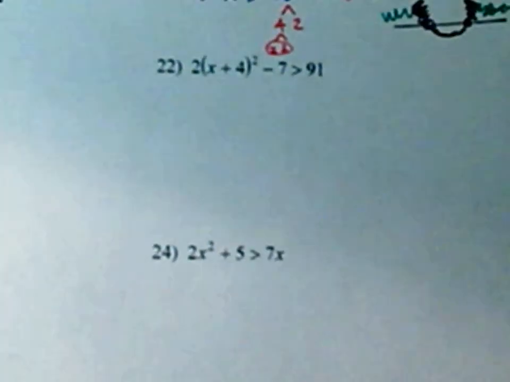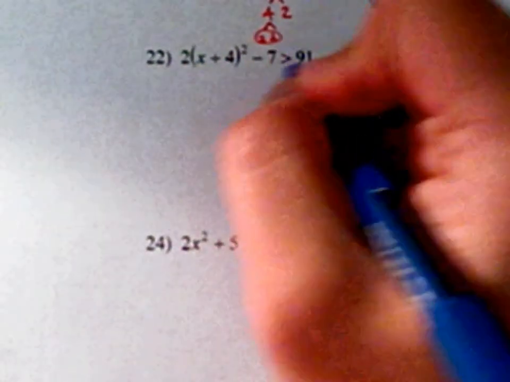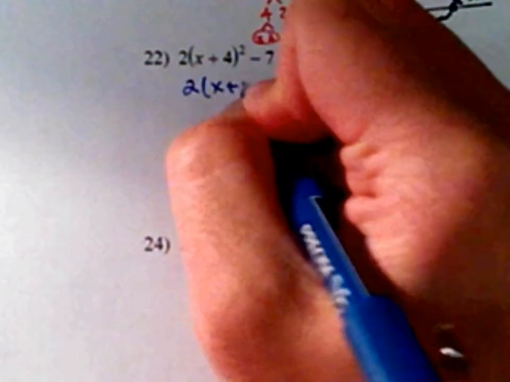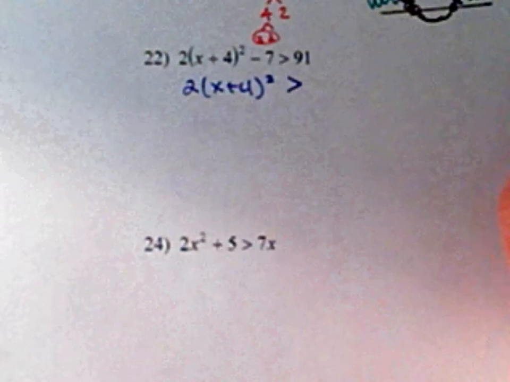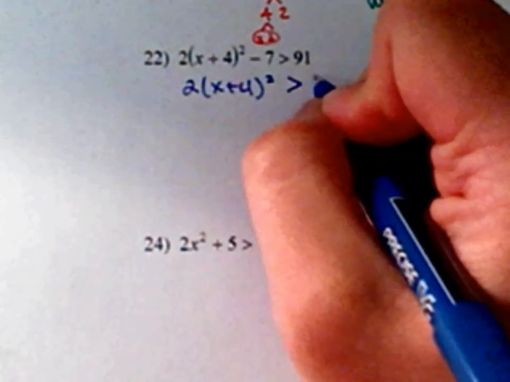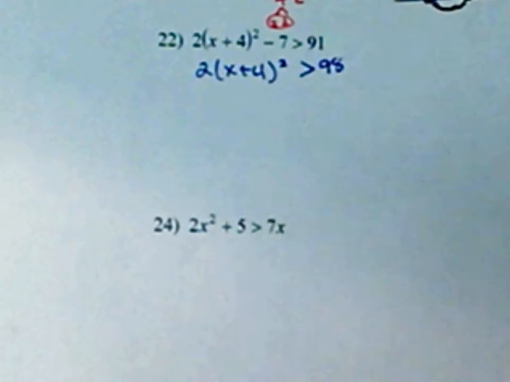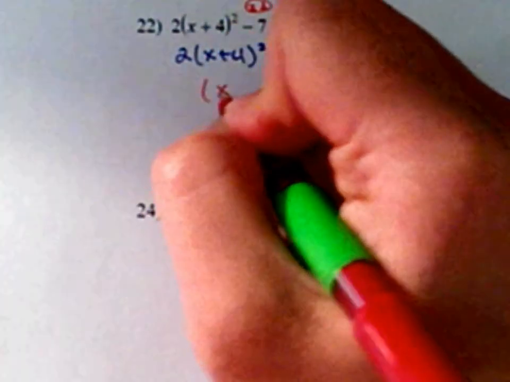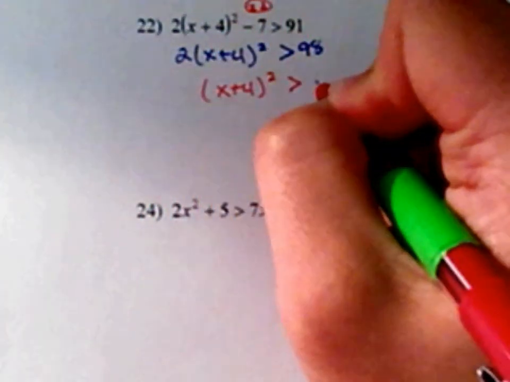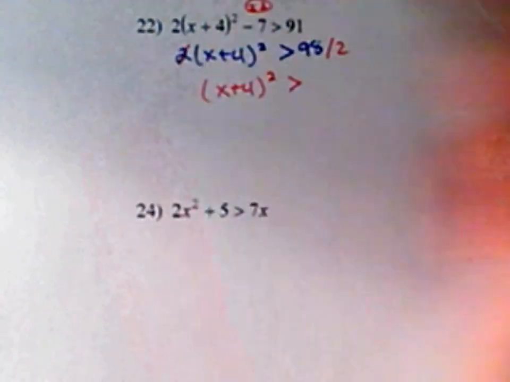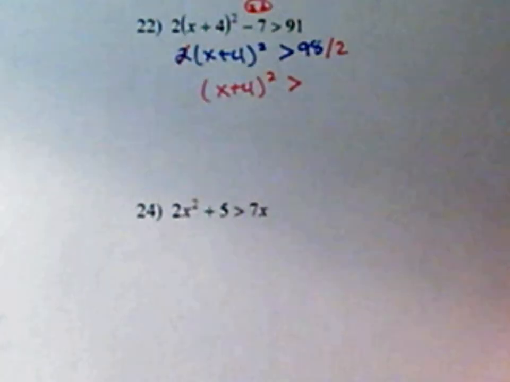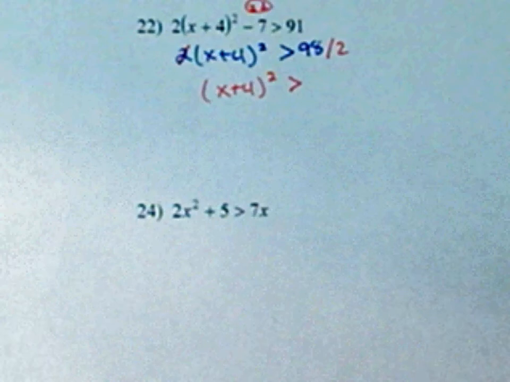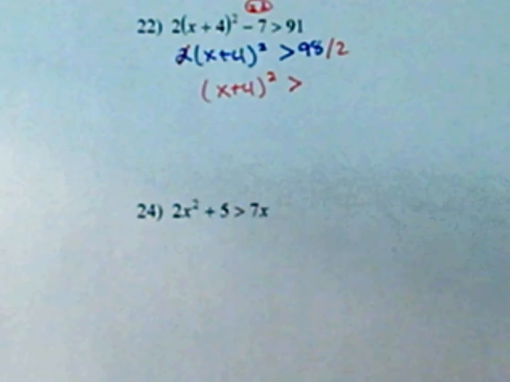Add 7 to both sides. So you got 2 times (x plus 4) squared is greater than, plus 7, is 98. Okay. Divide by 2. Parentheses, (x plus 4) squared is greater than 98 divided by 2 gives you... I just went blank. That's so funny. 98 divided by 2 is 49. I thought it was 49.